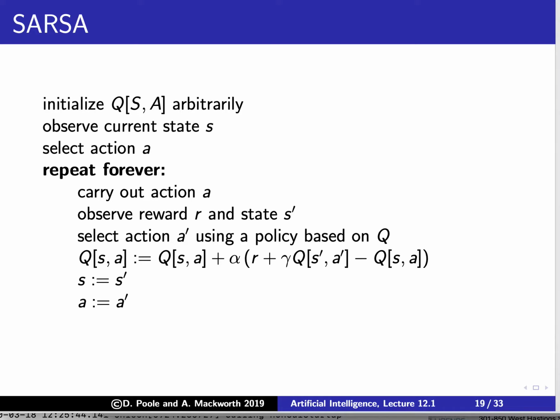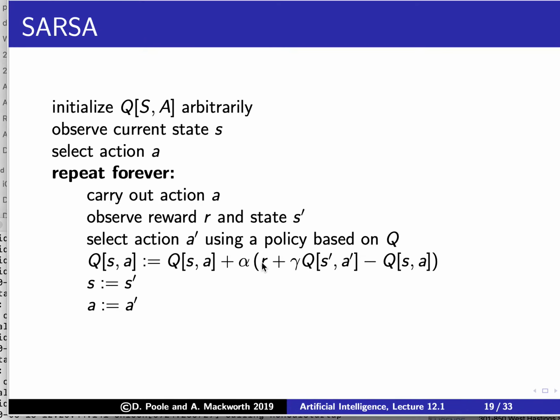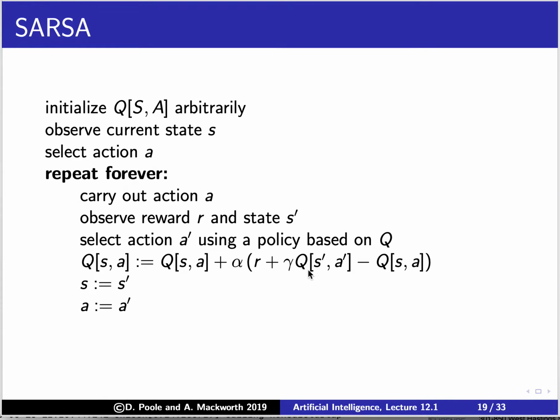So it goes Q of S, A plus this discounted error term, which is our future predicted value minus the last value we picked up. That algorithm is called SARSA. It takes into account both the next state and the next action.